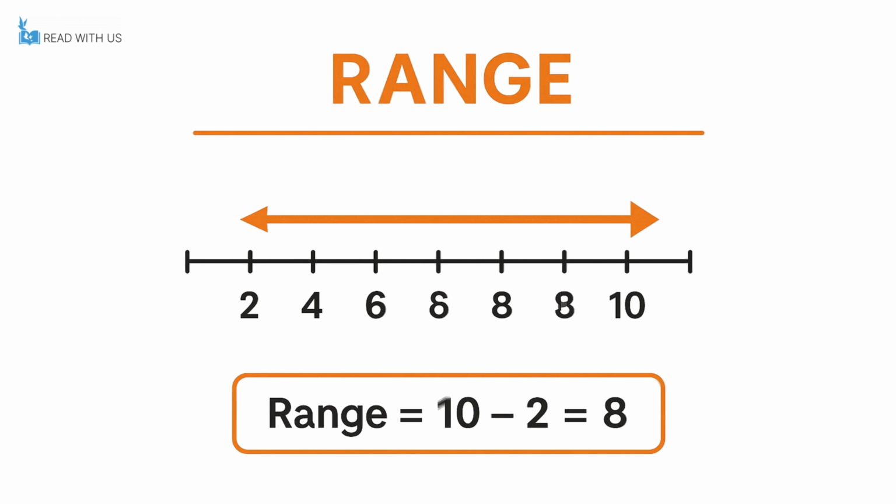The range shows how spread out the data is. To find it, subtract the smallest value from the largest. Example: 2, 4, 6, 10. The range is 10 minus 2, which is 8. A larger range means the data is more spread out. A smaller range means it's more consistent.